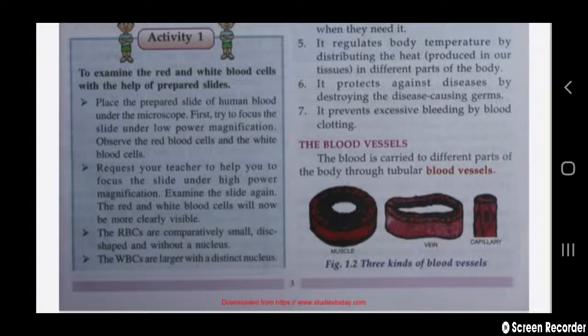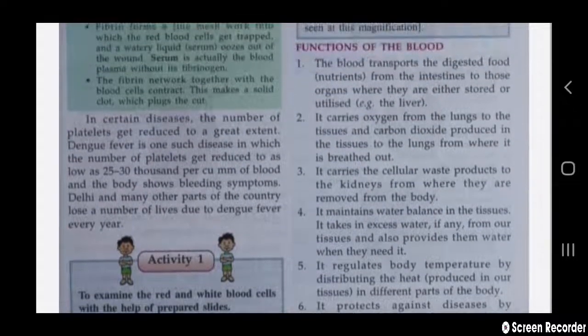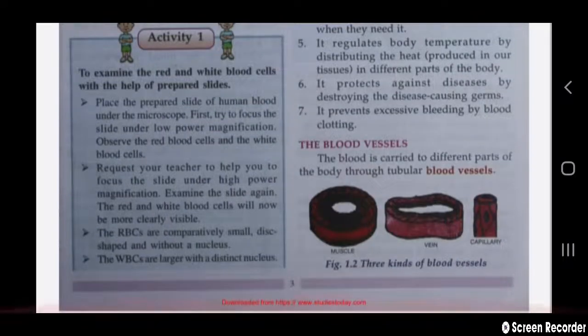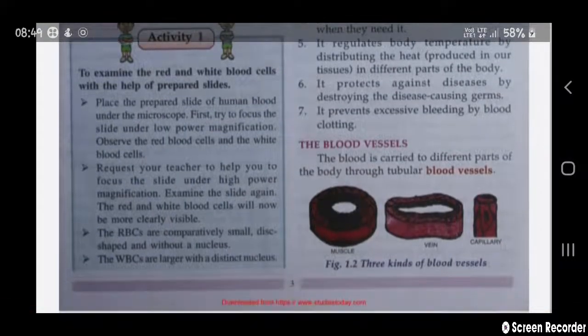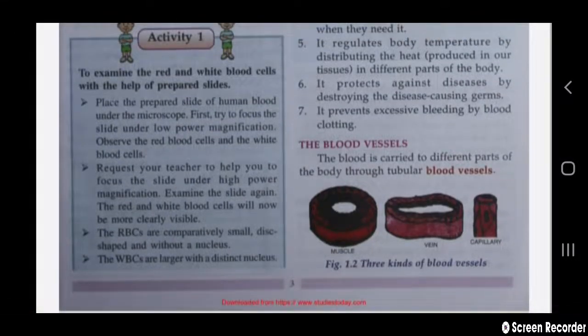Now you have learned about the functions, so they may ask you about them in your questions. So remember about red blood cells, white blood cells, and platelets, and remember about the function of the blood. Now, after these things, blood vessels. We learned about the blood, the function of blood, and the types of blood cells. Now, what are the blood vessels?